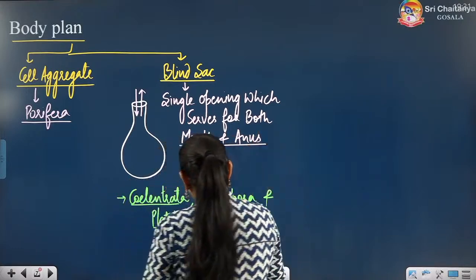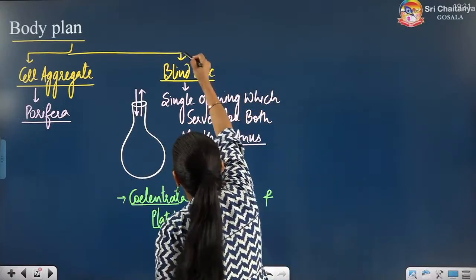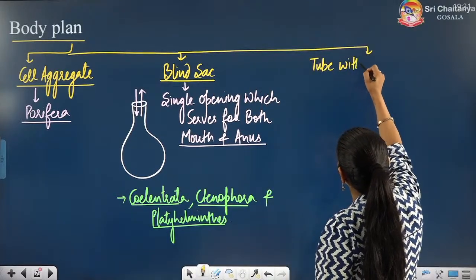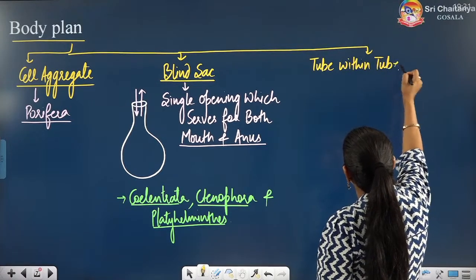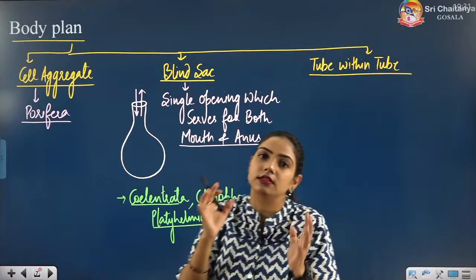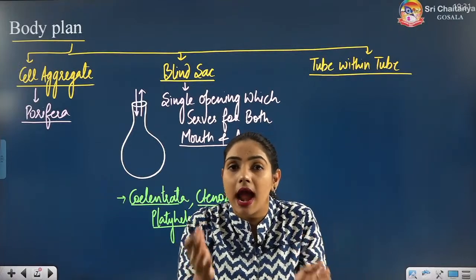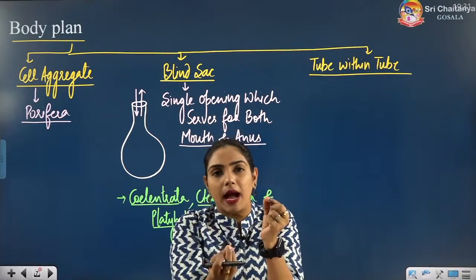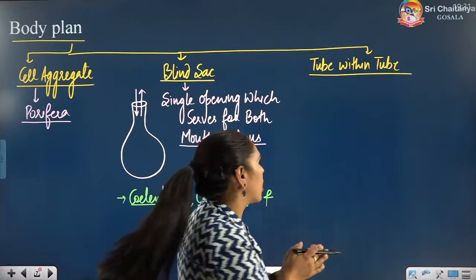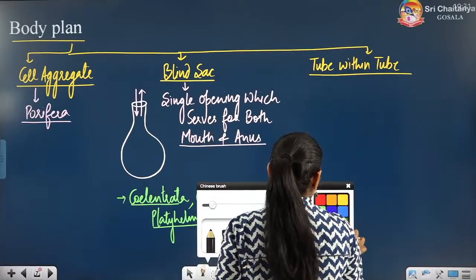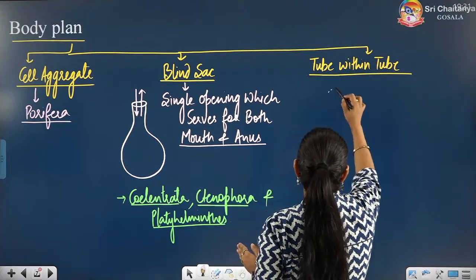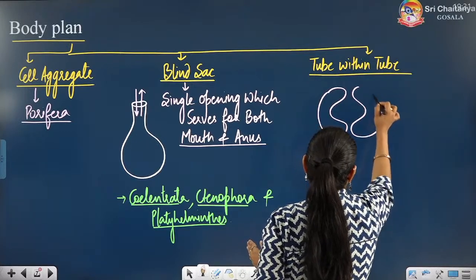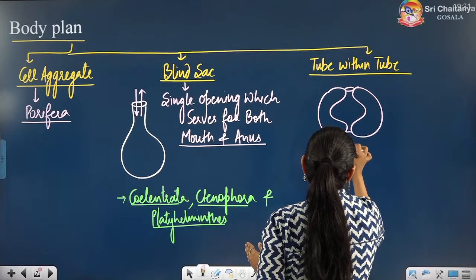Alright, so the third type of body plan is going to be the tube within tube body plan. Tube within tube body plan. So here you have to consider the body of the organism as a tube, and then you have to imagine there is another tube in the body. Okay, so that kind of body plan is known as the tube within tube body plan. If I show you this with the help of a diagram, you can imagine it like this. Okay, so this is one opening and this is another opening.